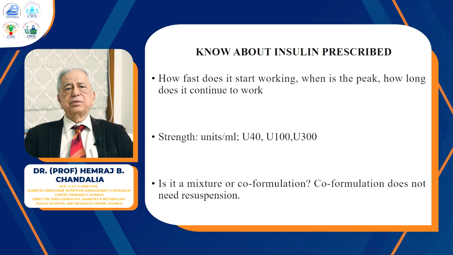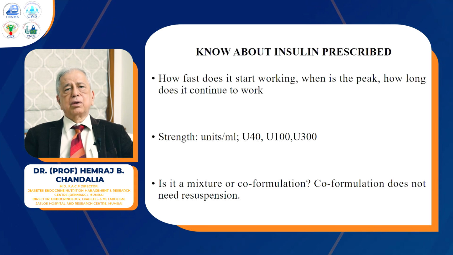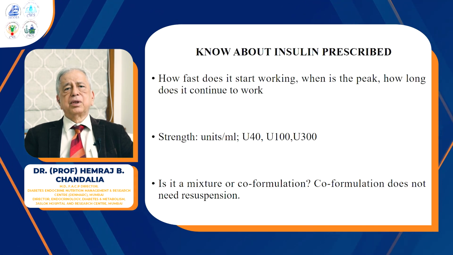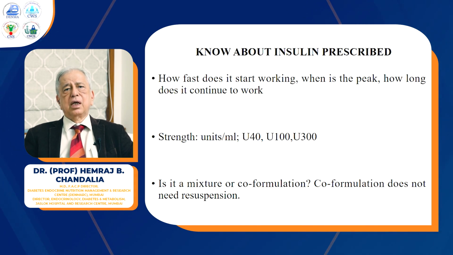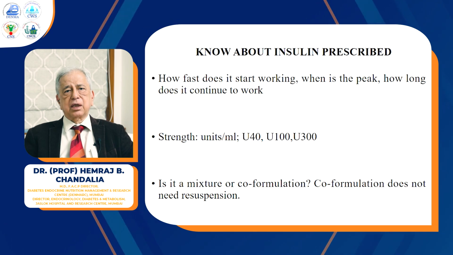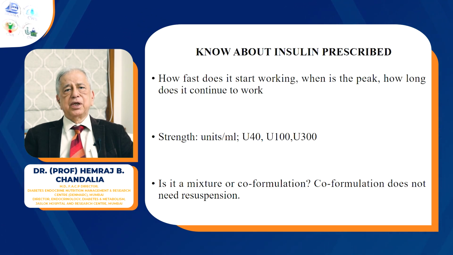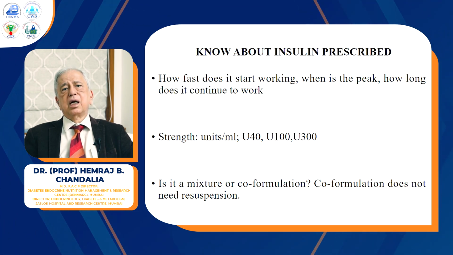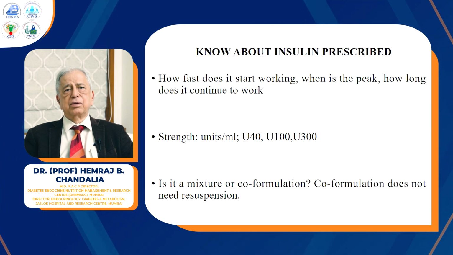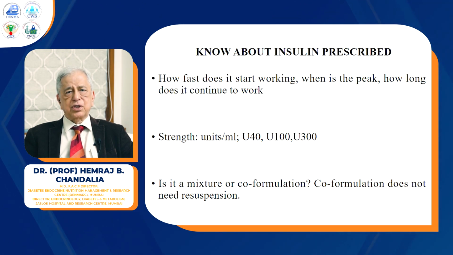Then they should know how fast it starts working, because injecting at the correct time before the meal is very crucial in picking up the post-meal peak. If they inject at the wrong time or they eat immediately, like with human insulin where 30 to 40 minutes are required for the action to start, then it cannot catch the post-meal peak and you don't get good results. And you should know the strength.